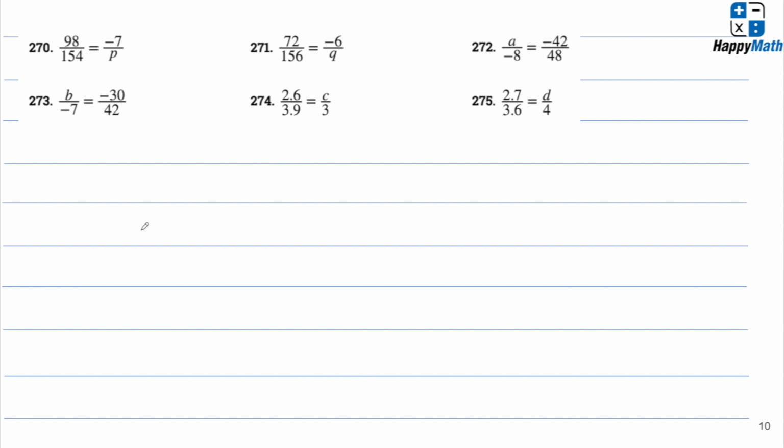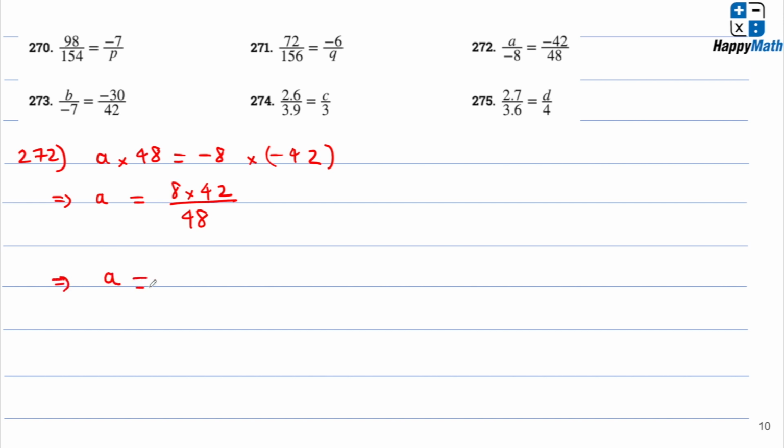Next question is 272. a will multiply 48, negative 8 multiply negative 42. For here, negative times negative is positive, so for the result I don't need to write down the positive sign anymore. And for this multiplication, simplify 8 and 48, you get 6 here. 42 divided by 6, you get 7.